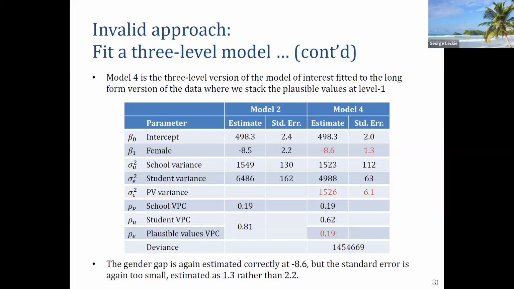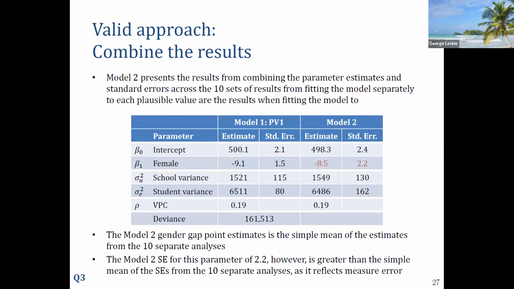So that's also incorrect. It's a fancy, nice 3-level model, but just because it's a more complex model doesn't mean it's better. It's not the right way of doing things. So the advice is apply Rubin's rules. Doesn't matter what analysis you're doing. You just do the analysis 10 times, you get 10 sets of results, and you use multiple imputation wrapper commands in Stata or R to combine the results.